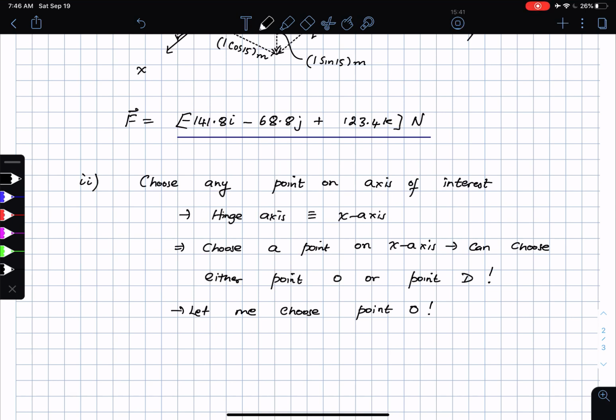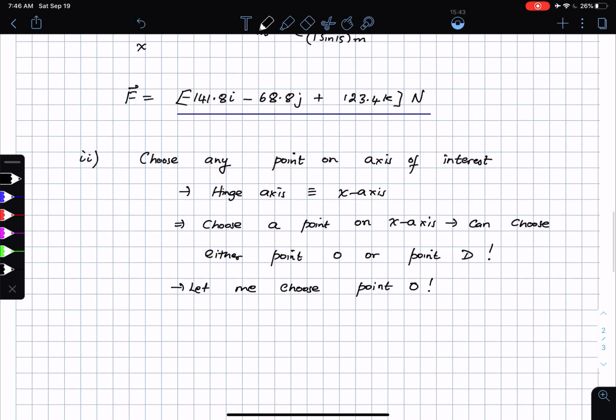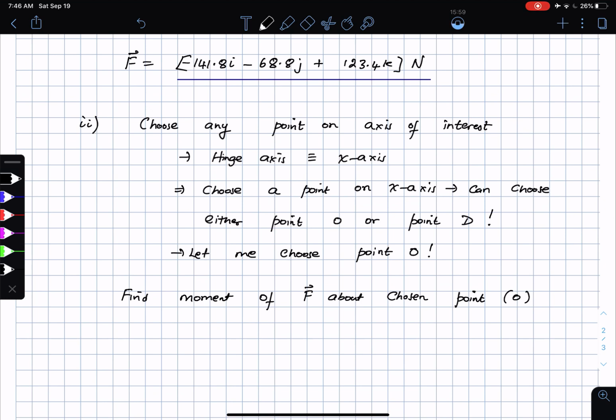Then what I do is this: find the moment of the force F about the chosen point, which is the point O. And how do I do this? I do this using the cross product. Moment about the point O due to the force F.